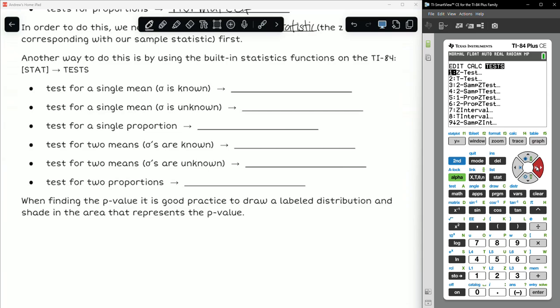So if it's a test for a mean and we know the standard deviation, that's a Z-test. Z is standard normal. That's a standard normal function call. If it's a test for a single mean and I don't know sigma, that's the student t-distribution, so that's a T-test. If I'm doing a test for a single proportion, that's a 1-PropZTest.